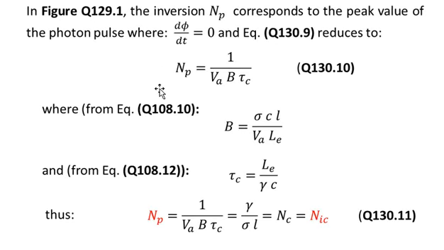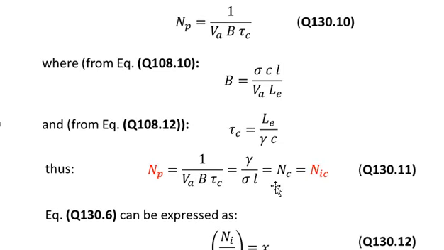Then the final expression for the value of N_P comes out as shown in equation number 11. That is, N_P, which was 1 over V_A times B times τ_c, after substituting the values of B and τ_c and simplifying, gives the result γ over σ times L. And you know that this γ over σ times L, as mentioned earlier, is equal to N_C, the critical value of inversion. We have set that value also equal to N_IC.